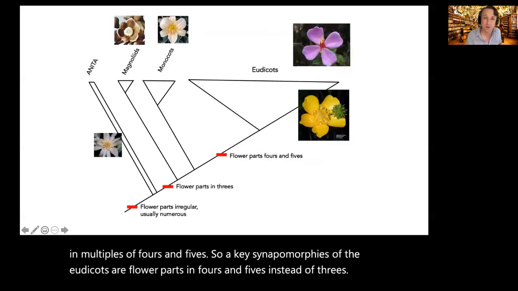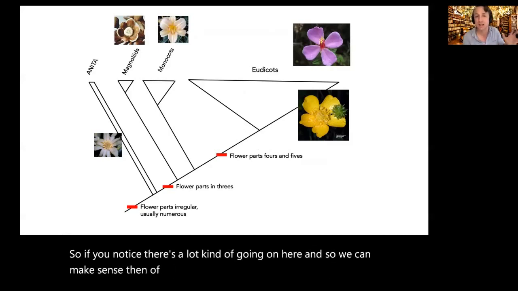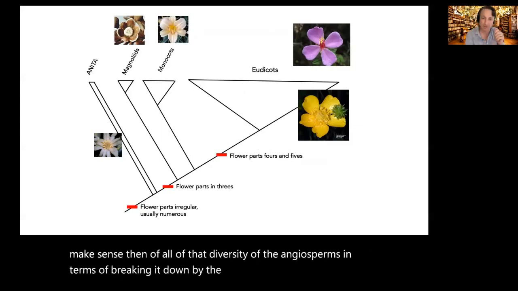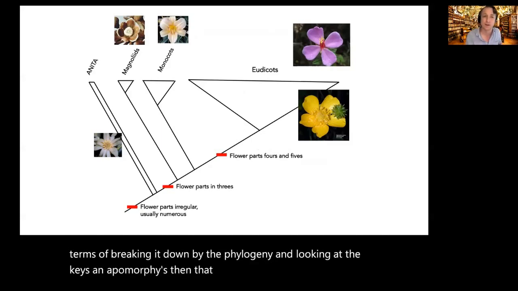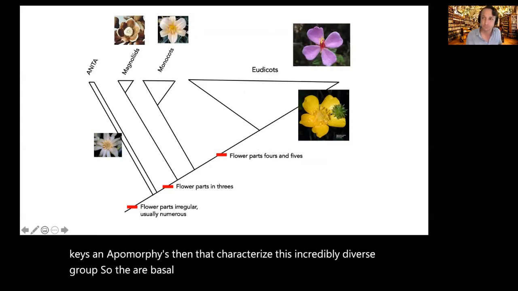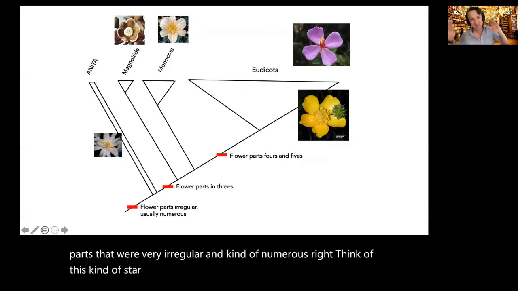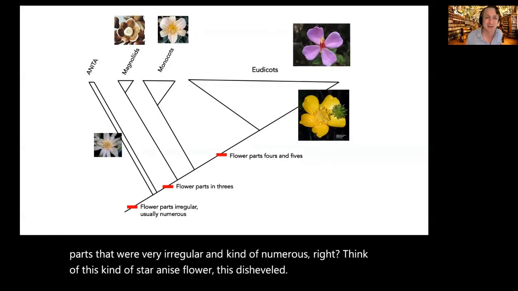Okay, so if you notice, there's a lot going on here. And so we can make sense of all of that diversity of the angiosperms by breaking it down by the phylogeny and looking at the key synapomorphies that characterize this incredibly diverse group. So our basal angiosperm common ancestor had flower parts that were very irregular and numerous, right? Think of this star anise flower, this disheveled explosion of flower parts.